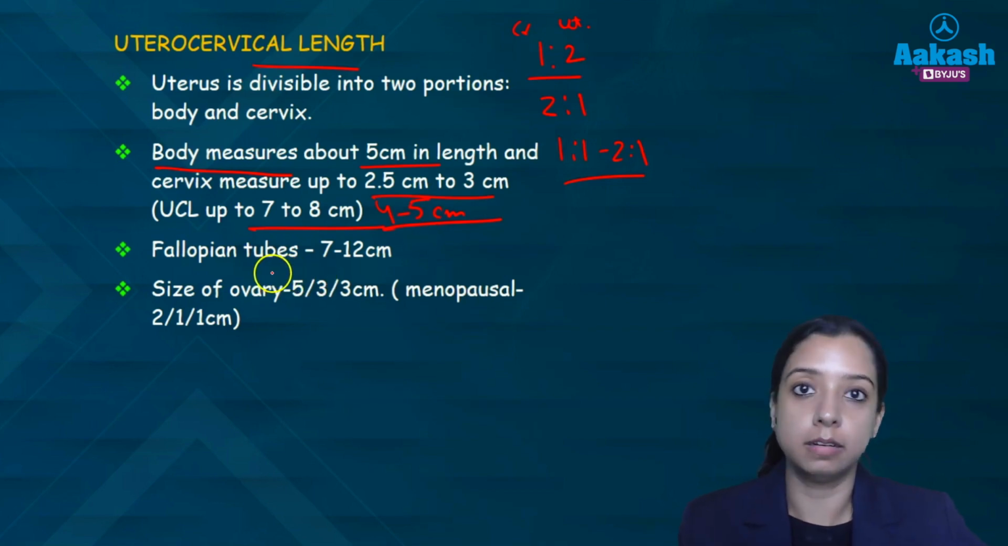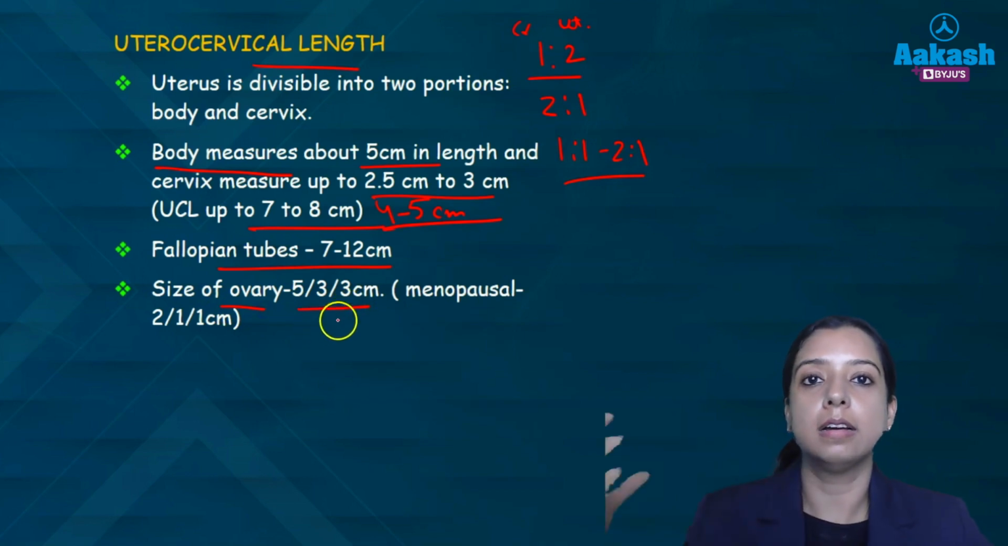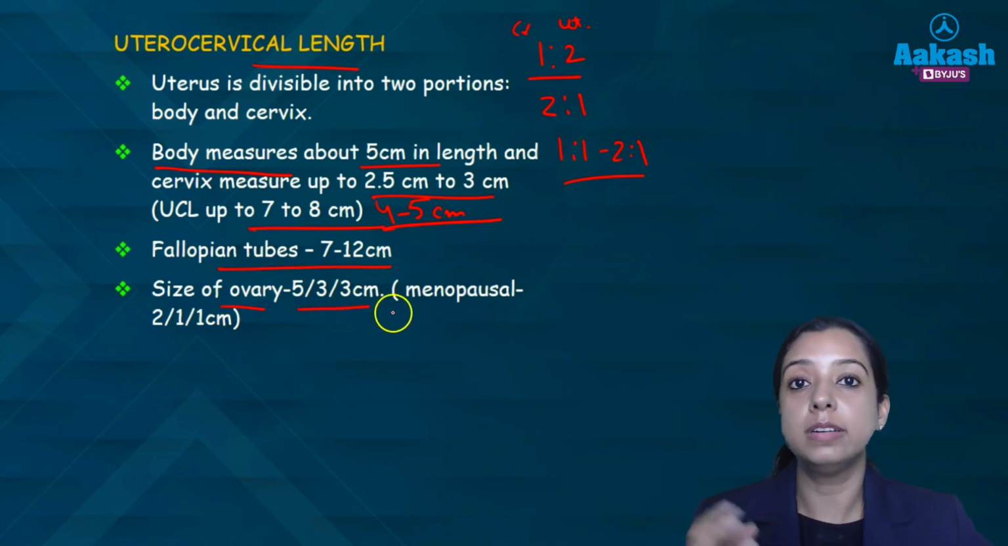Let's know some other sizes also in the female genital tract. Fallopian tubes are 7 to 12 cm, whereas the ovary is 5 into 3 into 3 cm in a reproductive age woman. In menopause, it is reduced to 2 into 1 into 1 cm.